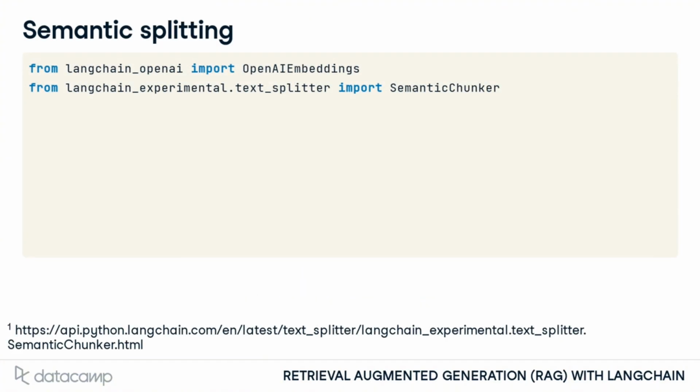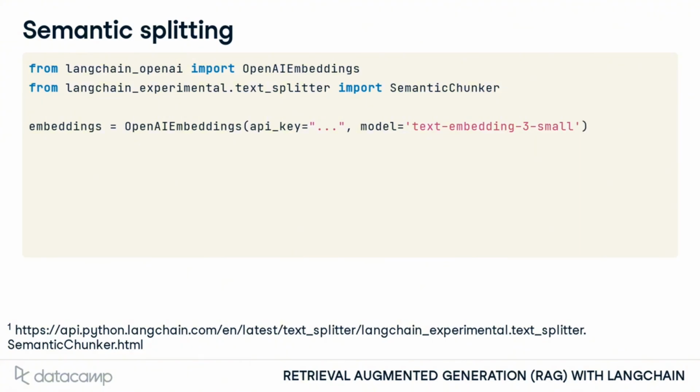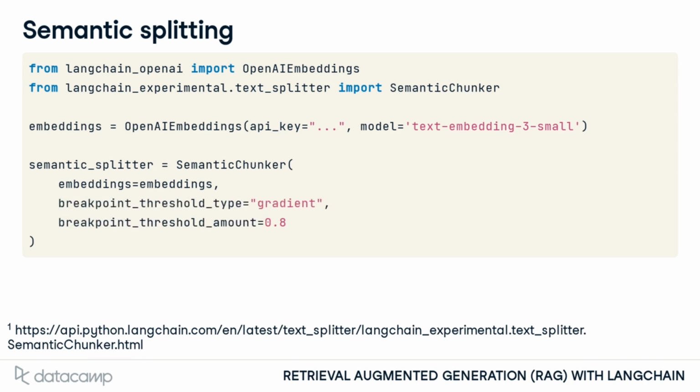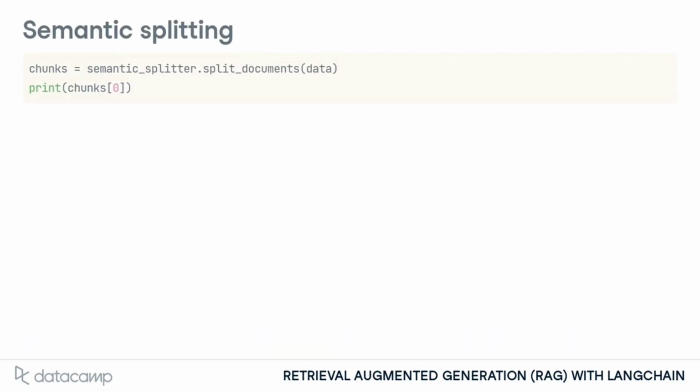To perform semantic splitting, we'll need an embedding model to generate text embeddings to determine the shift in topic. We'll use a model from OpenAI. We instantiate this semantic splitting class, passing the embedding model. We pass 2 additional parameters: breakpoint threshold type, which sets the metric at which embeddings are compared, and breakpoint threshold amount, which sets the metric's threshold at which to perform the split.